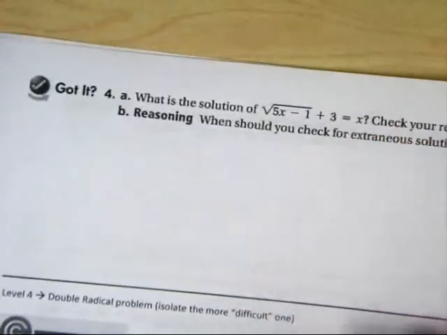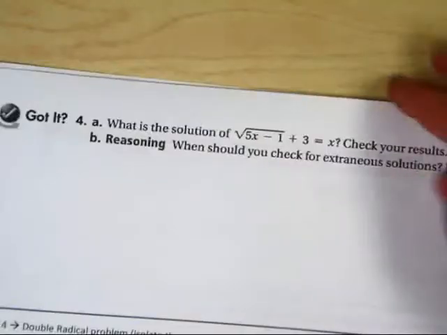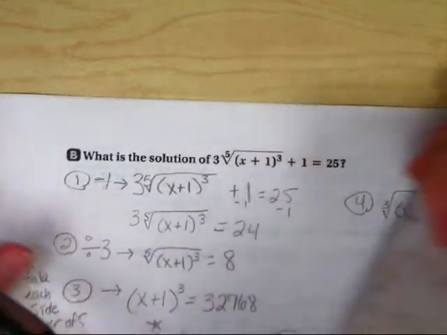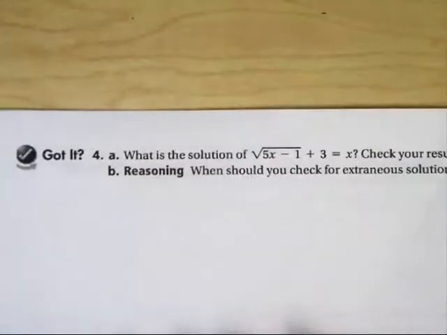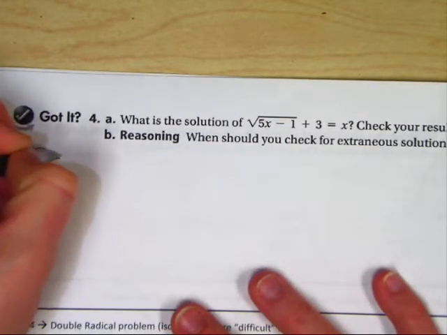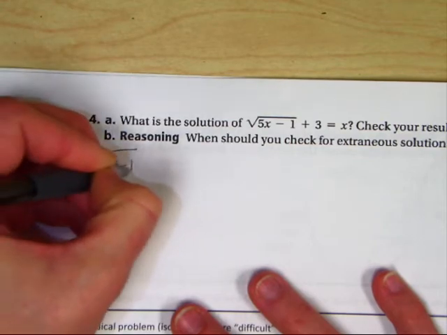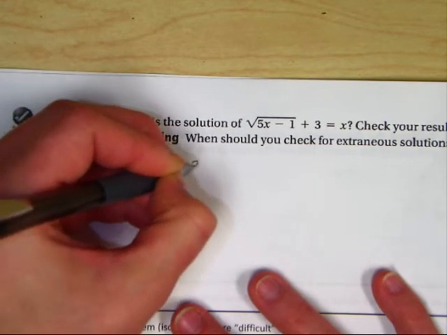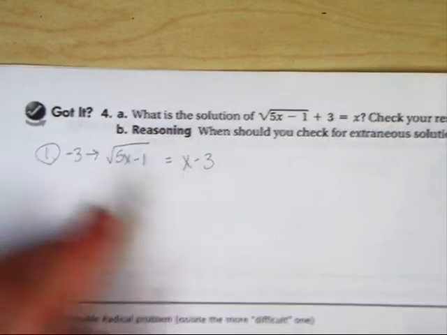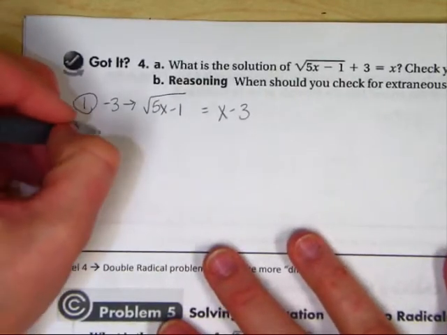Okay, let's try this one more time. We're going to check our results. We can check them with a graphing calculator, and we can also check them by plugging it in. Okay. Step 1, subtract 3. That gives us the square root of 5x minus 1 equals x minus 3. Now we have to get rid of our square root. To get rid of the square root, we have to square both sides.